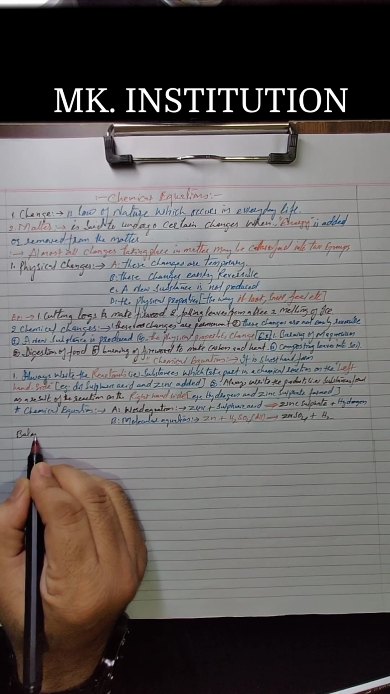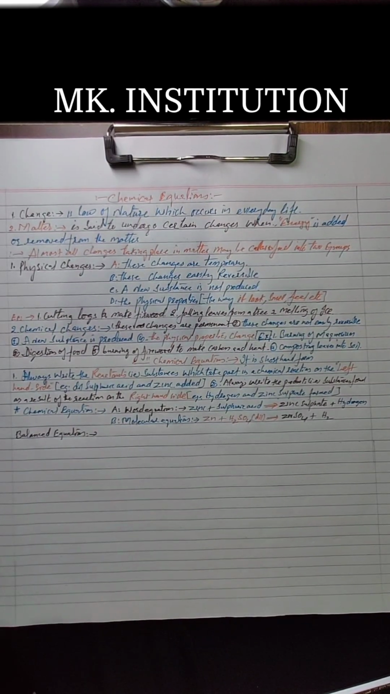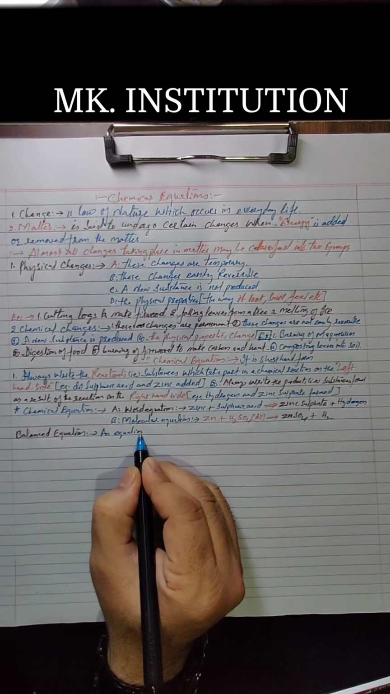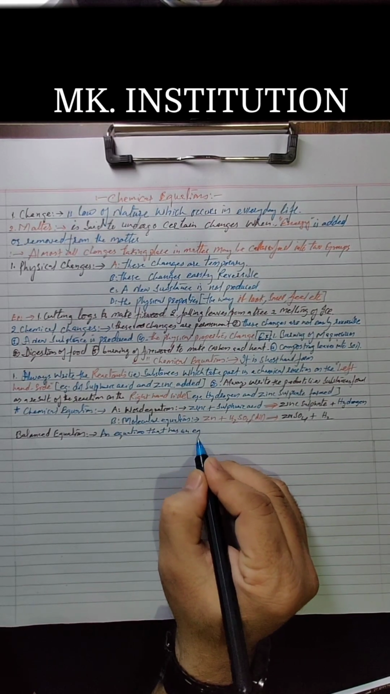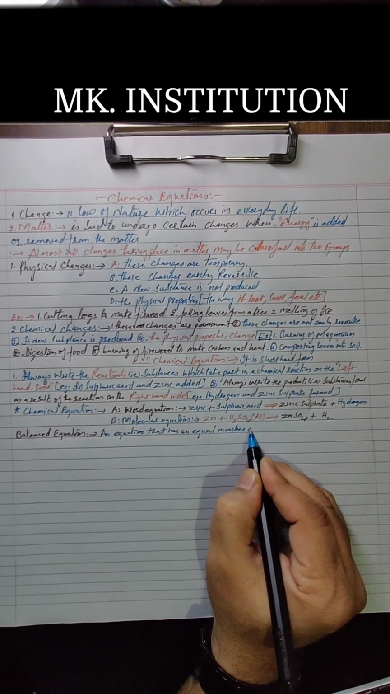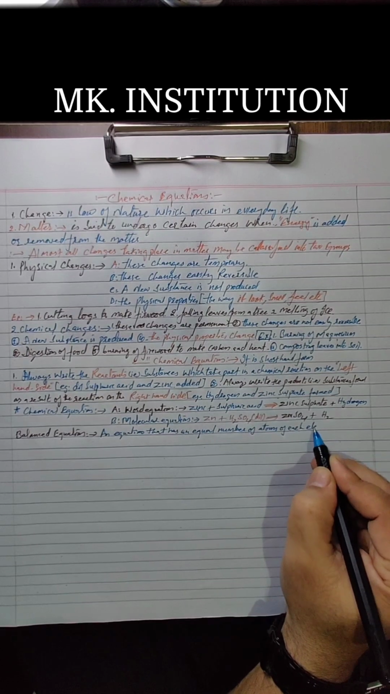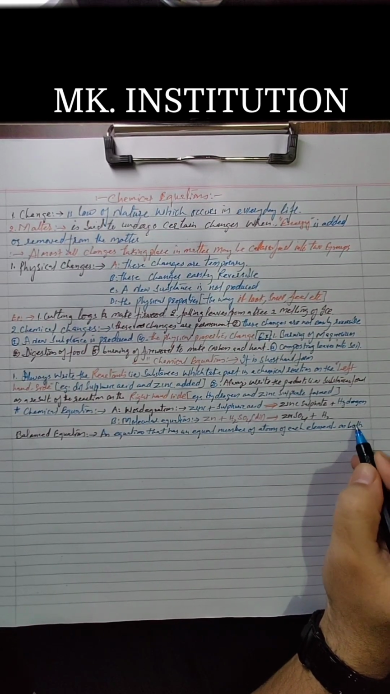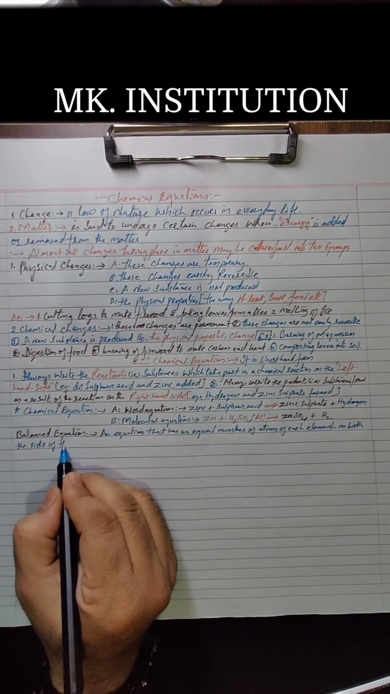Balanced equation. So what is a balanced equation? What is the definition of this? An equation that has an equal number of atoms of each element on both sides of the equation.